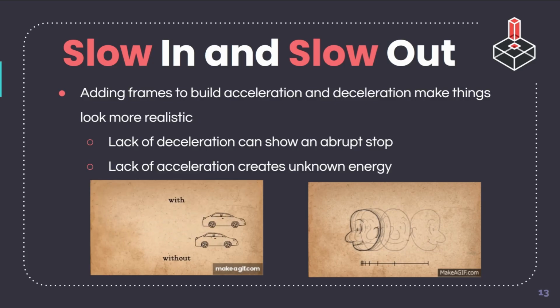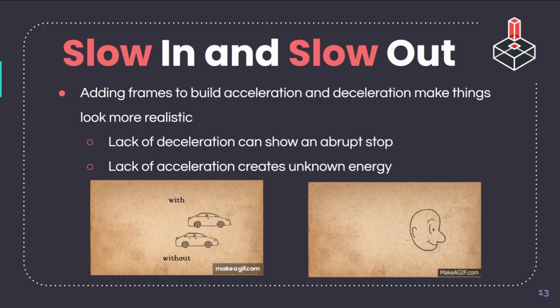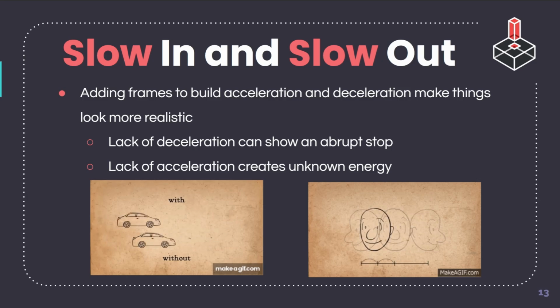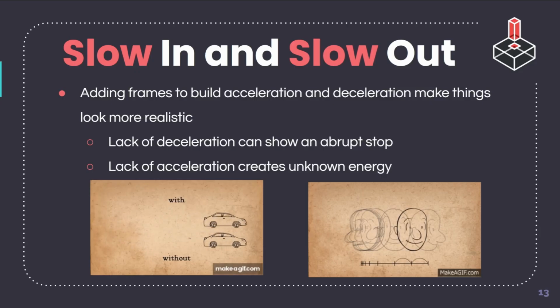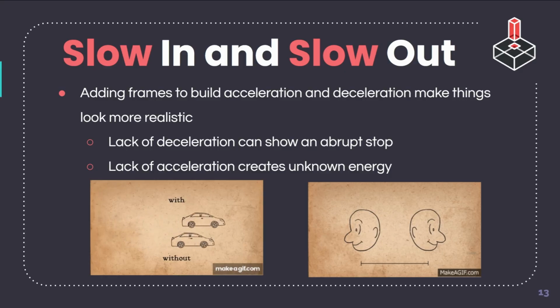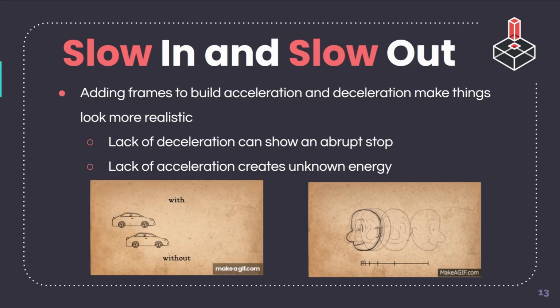Note that not everything needs a slow in or slow out. An abrupt stop is actually sold through the lack of slowdown, while an abrupt speed up creates unnatural energy. So take a look at this car in the bottom left. It might look like the amount of frames in the motion is different, but it's actually the same amount of frames, they're just positioned differently.